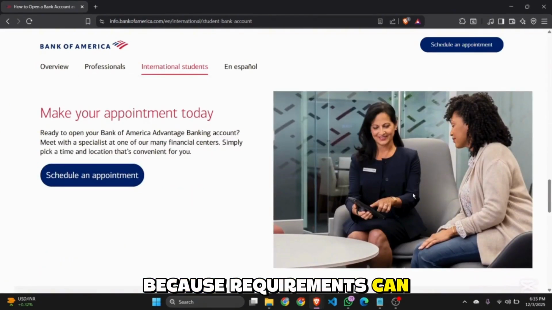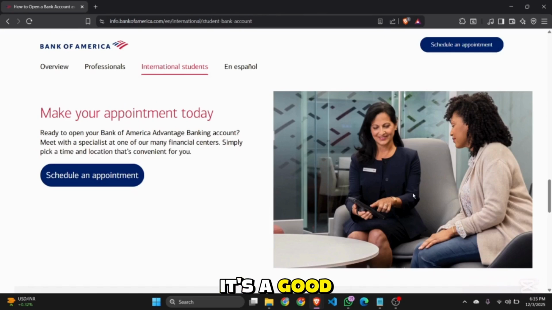Because requirements can vary by branch, it's a good idea to call ahead and confirm what that specific branch expects before you visit. Then visit the nearest branch and they will guide you through this.